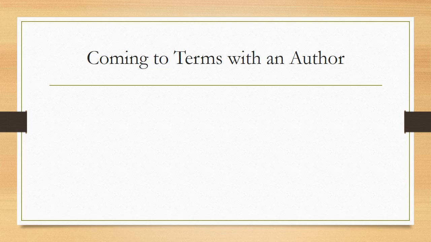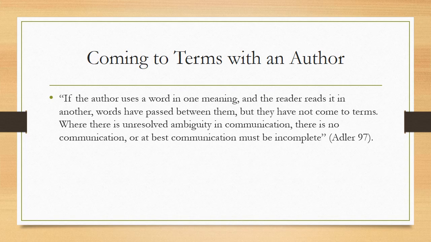But some of the ideas you may already know or may already be familiar with. In my years teaching, this is one that I found is pretty often overlooked. And so I'm happy to discuss it with you now because I think it's very important. So this is what Adler has to say about this idea of coming to terms with an author. If the author uses a word in one meaning and the reader reads it in another meaning, words have passed between them, but they have not come to terms. Where there's unresolved ambiguity in communication, there is no communication, or at best, communication must be incomplete.